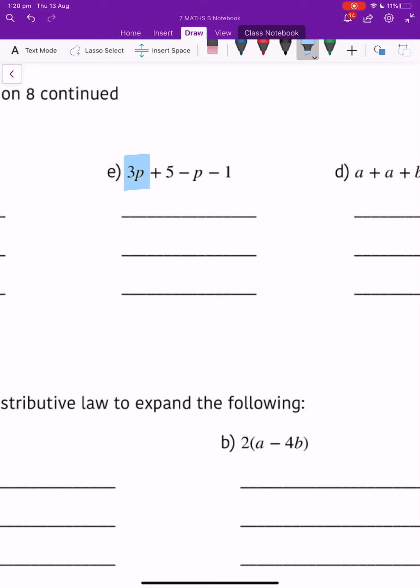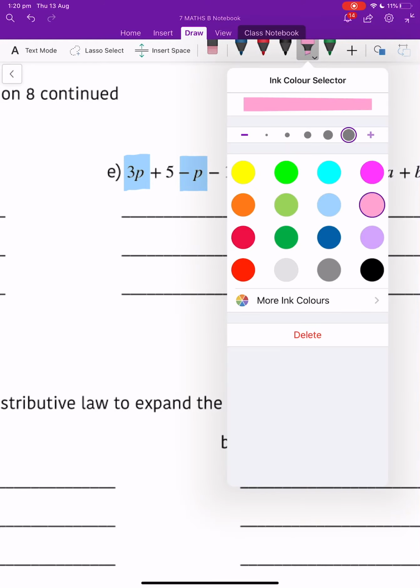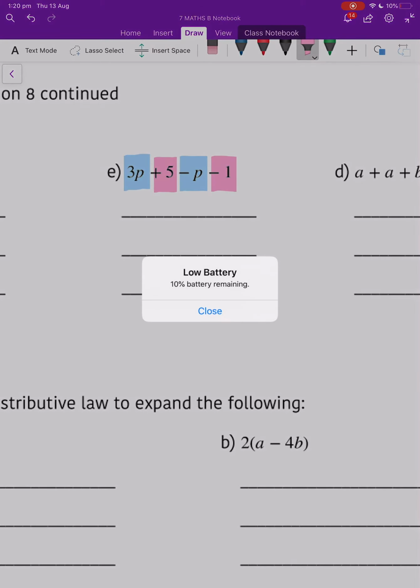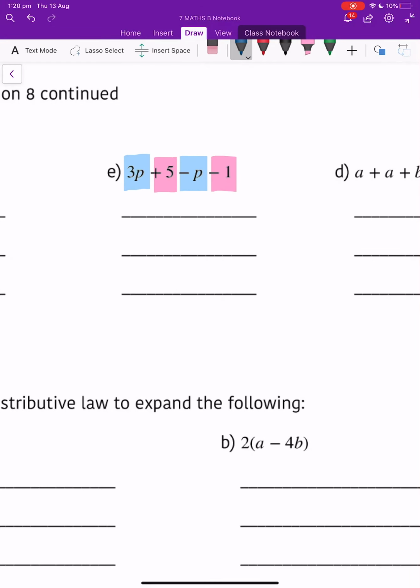So 3p and negative p are like terms, and so are 5 and negative 1. Okay, I'm now going to bring them together. 3p take p, and just remember, this is just the same as 1p. And the reason there's a minus in front is because there's a minus in front of the p. We have to bring whatever is in front of the term, okay? And then plus 5 minus 1.